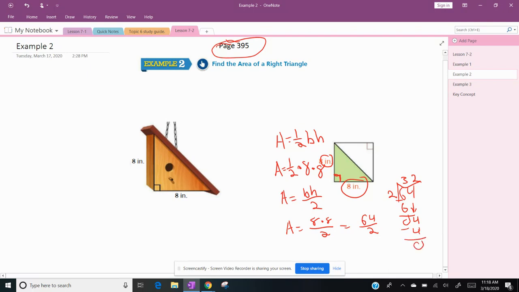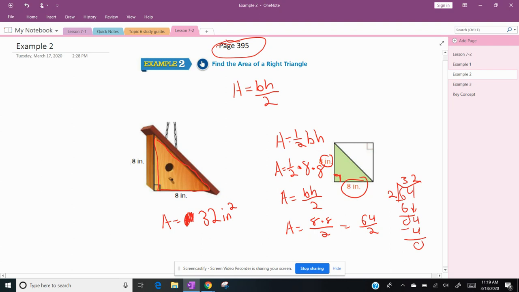So I'm going to say the area of this birdhouse, that triangle right there, the front of it, the area equals 32 inches squared. Okay, so it's almost like the formula of parallelogram, but then you take half of it because any triangle is half of a parallelogram.